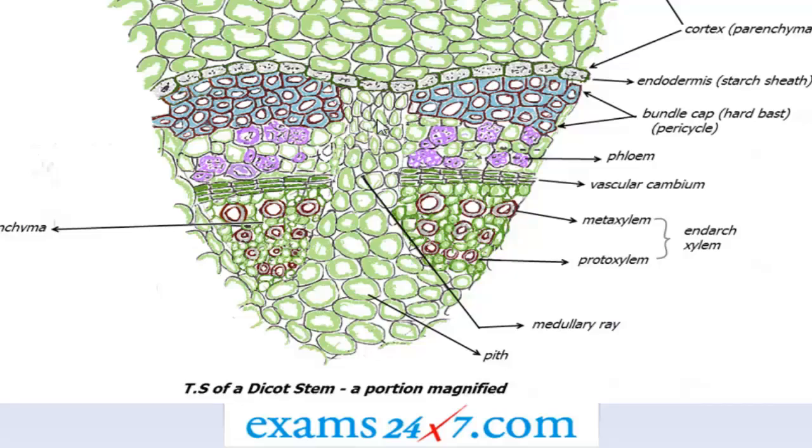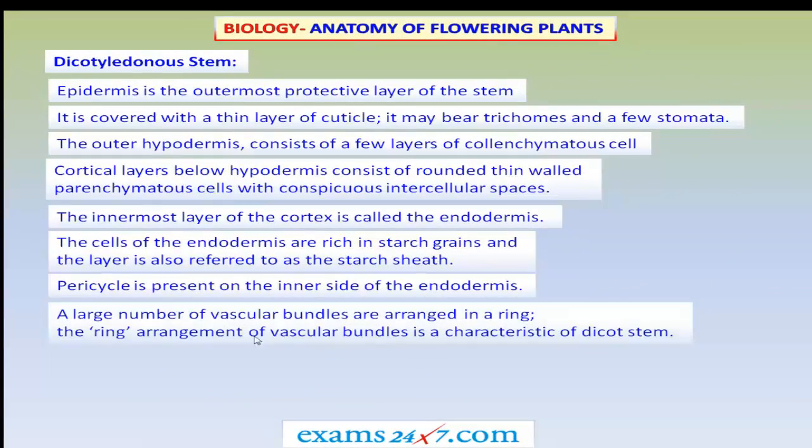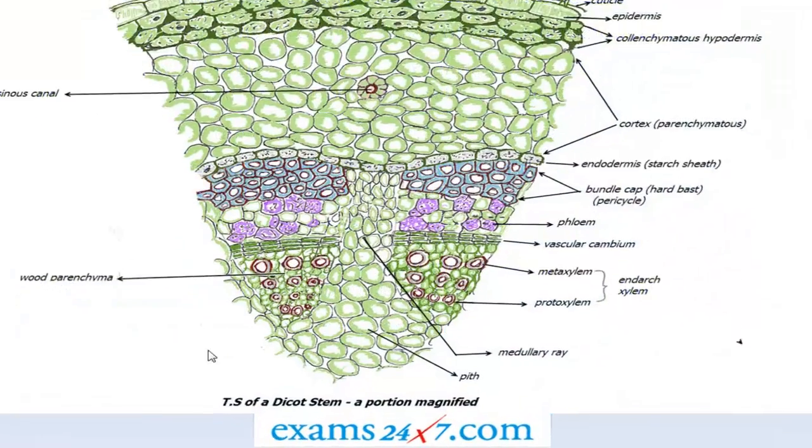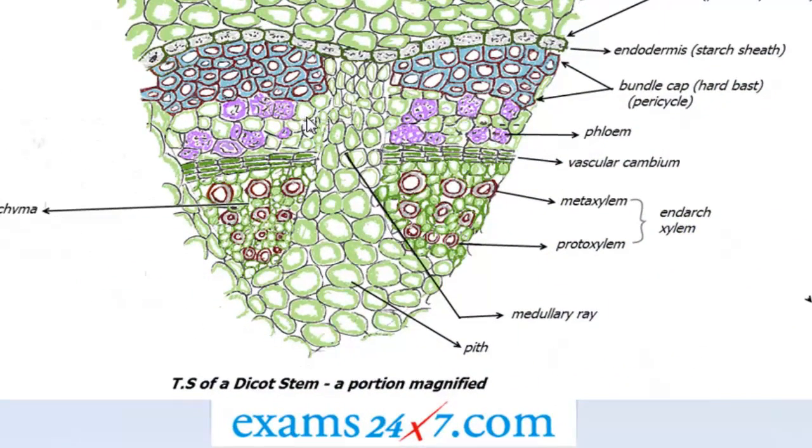Next to the pericycle, in the dicot stem, we can observe vascular bundles which are arranged in the form of a broken ring. This very arrangement of the vascular bundles in the form of a broken ring is the unique feature of dicot stem. If we look at each vascular bundle, we see that the xylem and phloem are found in the same radius, one above the other, and hence the vascular bundles are conjoined and collateral.